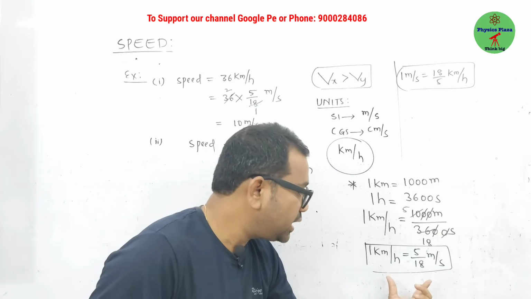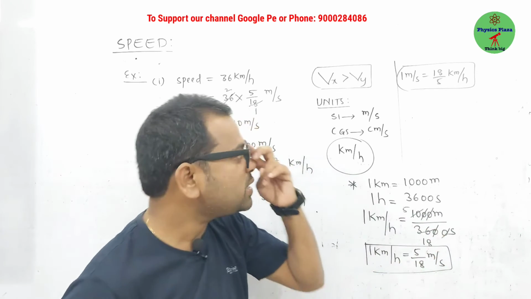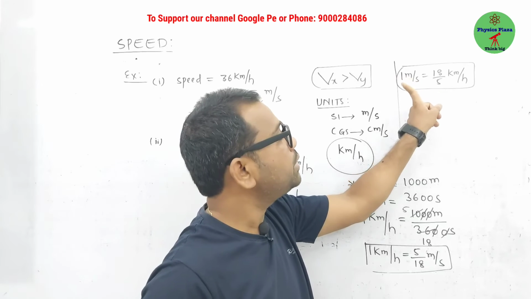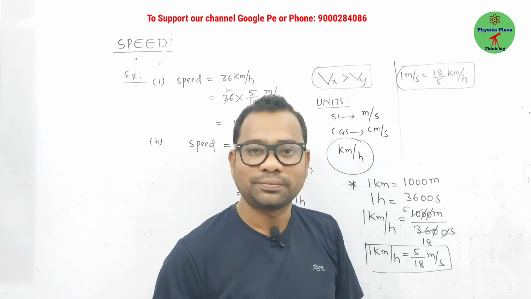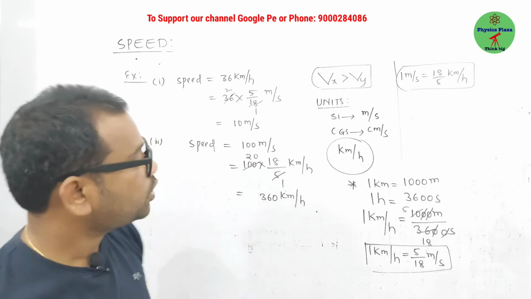Dear children, this relation we have to use when you want to convert kilometer per hour to meter per second, whereas this expression you should use to convert from meter per second to kilometer per hour. Is it clear? Okay, just copy it.